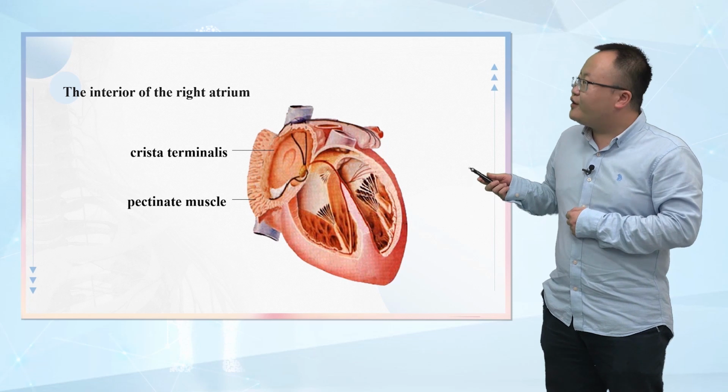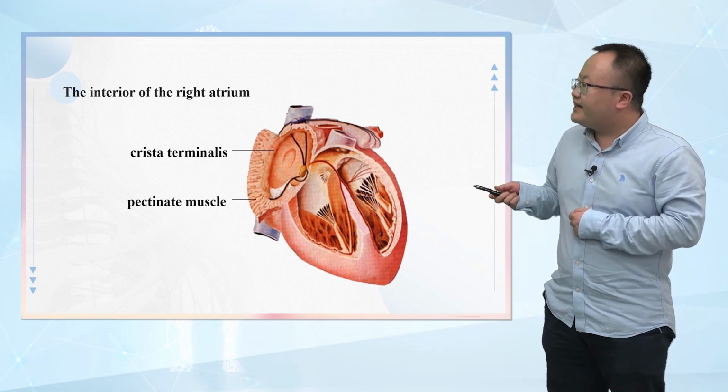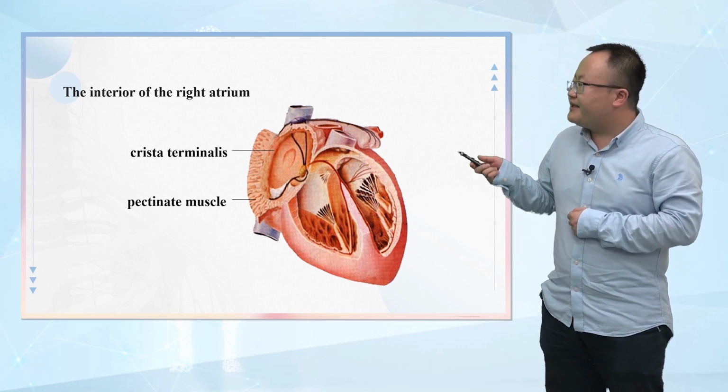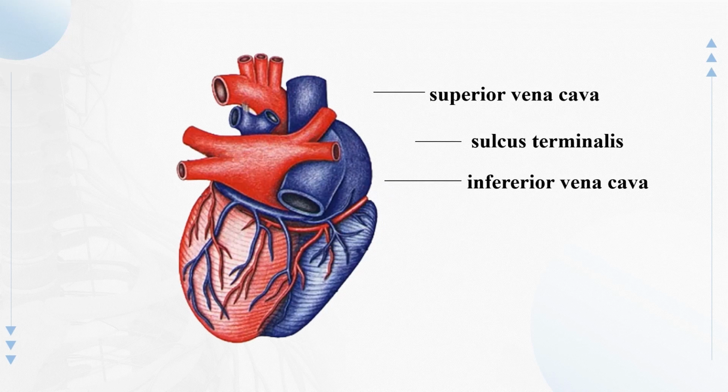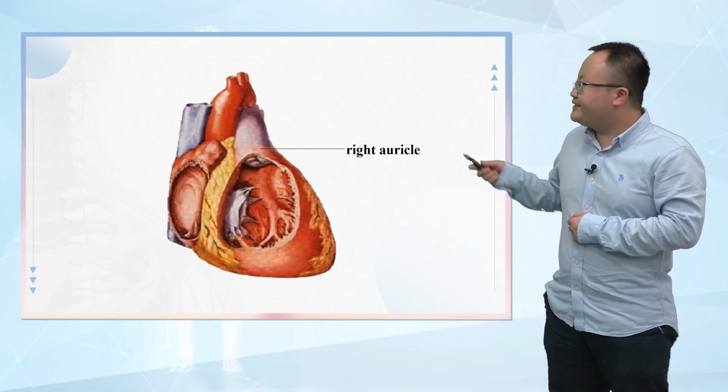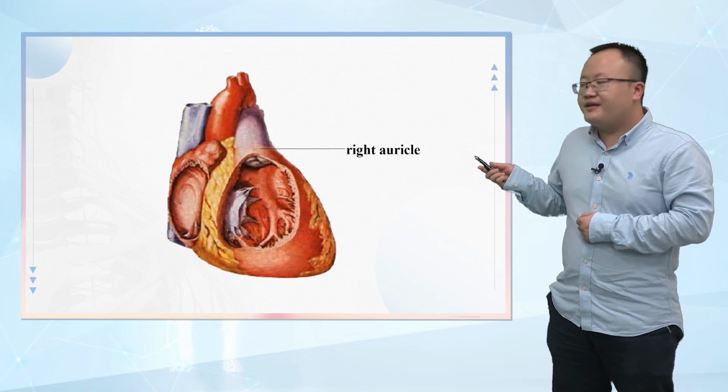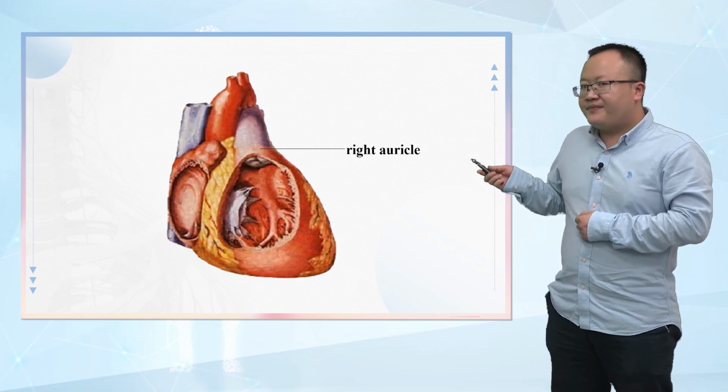With the interior view of the right atrium, we can see the crista terminalis and pectinate muscles. From the outside, we can see the superior vena cava and inferior vena cava, and they are divided by the sulcus terminalis. We can also see the right auricle, the appendage of the right atrium.